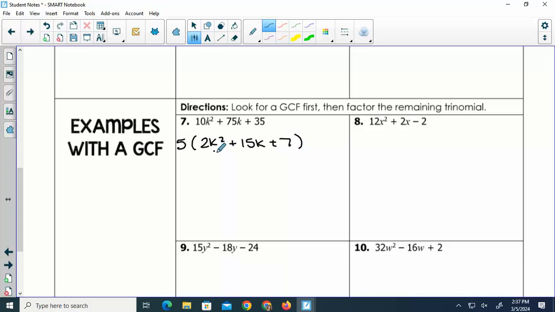So now we slip and slide with the inside, and that 5 is just going to trail along. If it's in your way, you could even just come down to the bottom and write it and know that you're going to have 5 in front for your final answer. So we're really just working on this inside for a moment. That's k squared plus 15k plus 14.